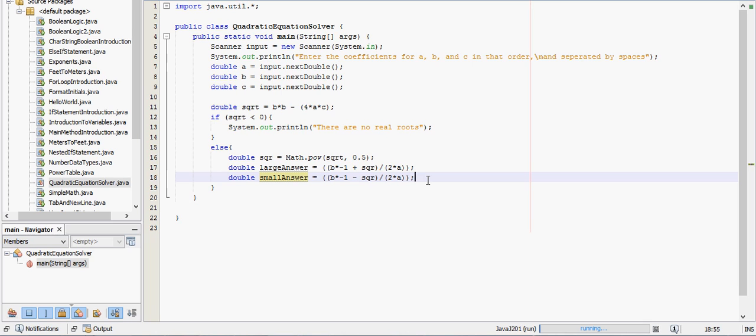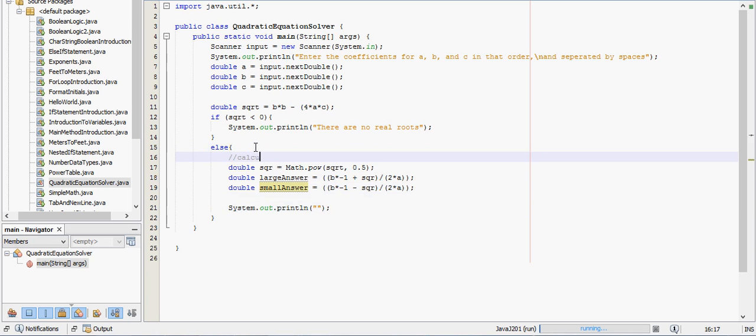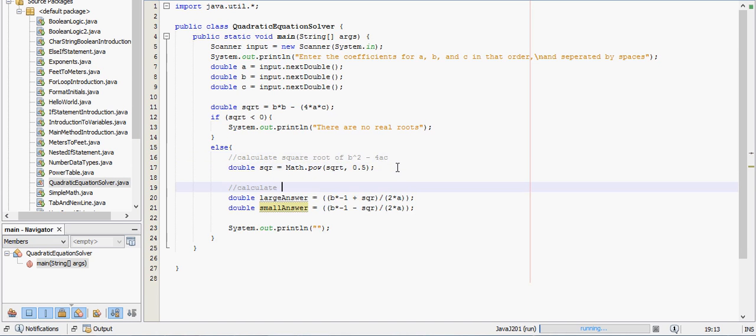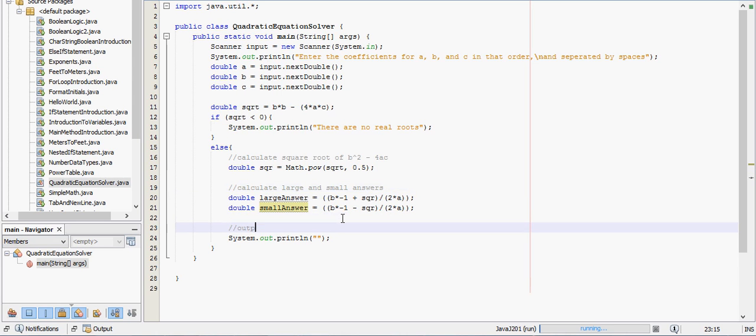Alright, and then we will want to output these answers. So, calculate square root of b squared minus 4ac. And notice this is just a comment telling the user what's going on, so we don't really need the multiplication signs. That person will understand that. Then we'll put a comment saying calculate large and small answers. Then output results.